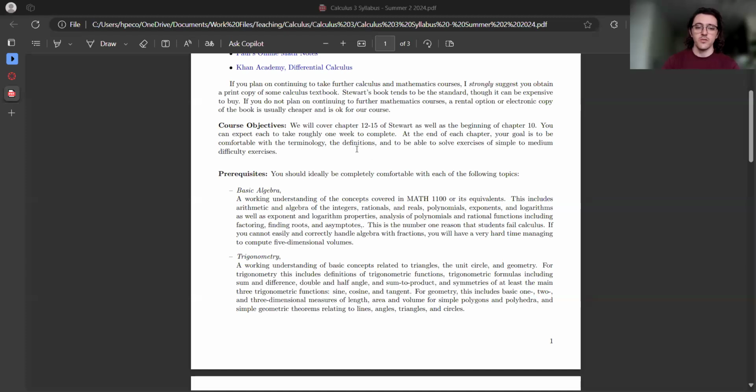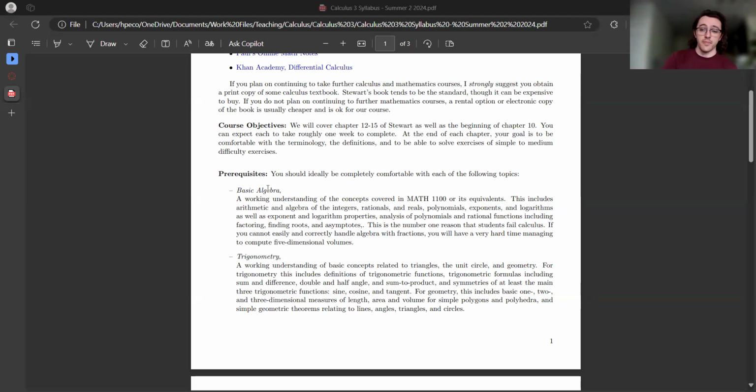Basically, what you want to do is be able at the end of each section to understand the terminology. Make yourselves flashcards or something, quiz each other. You should understand the definitions of anything that comes up, and you should be able to solve exercises of easy to medium difficulty. That is a pretty good benchmark for whether you're at a passing level of understanding for the class.